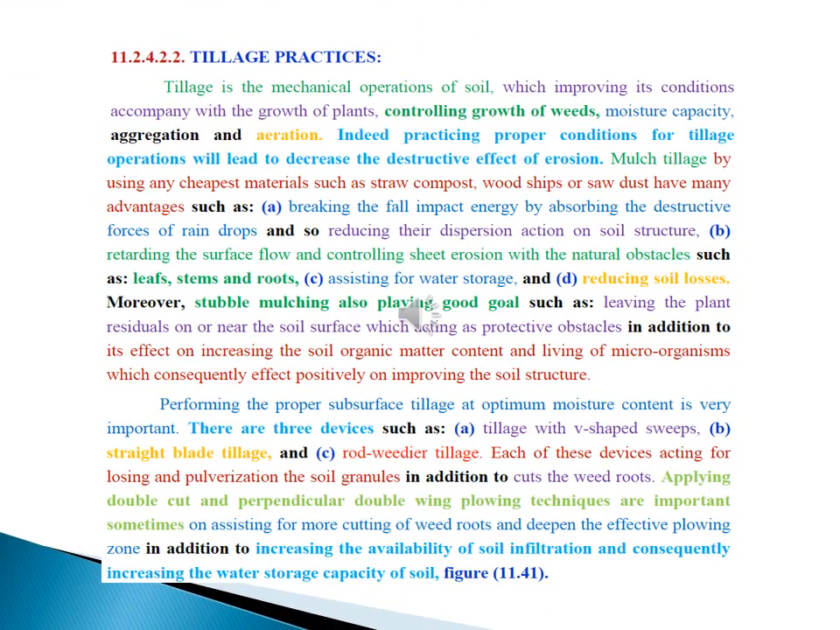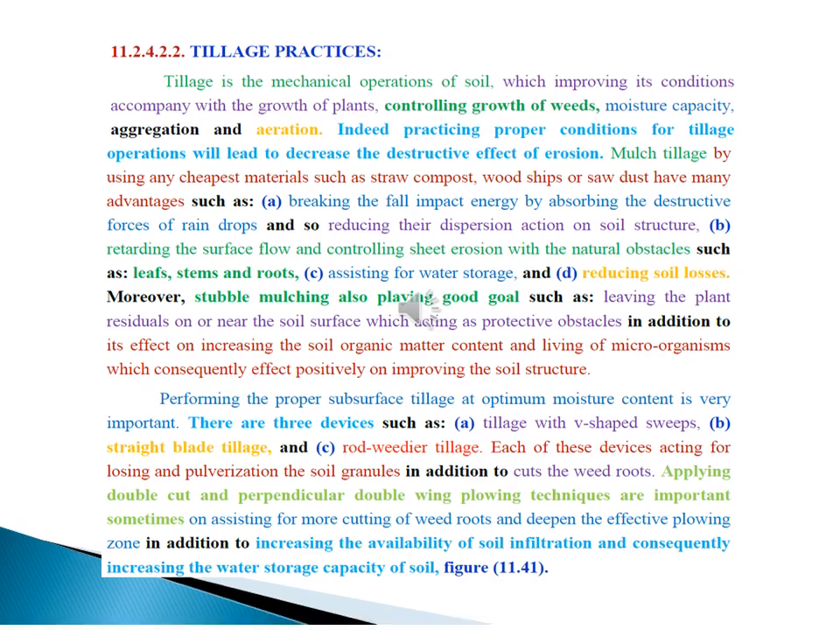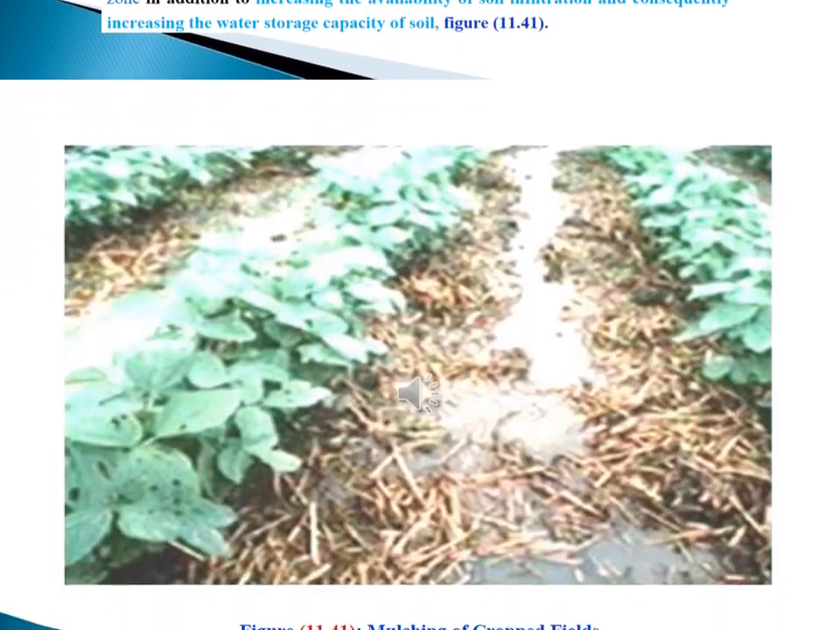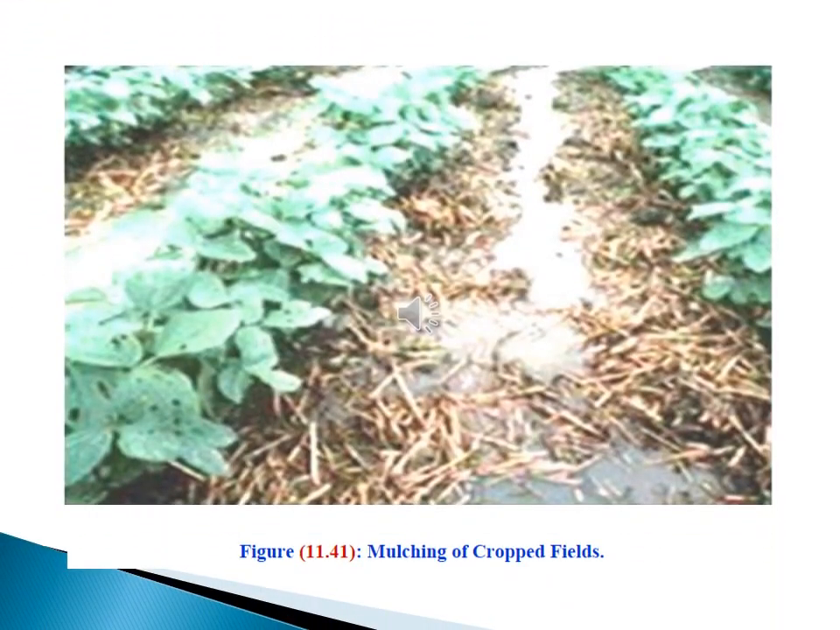Terrace practice. Really, terrace is the mechanical operation of soil, which improves its conditions, accompanied with the growth of plants, controlling growth of weeds, moisture capacity, aggregation, and aeration, as shown in the enclosed figure. Figure showing mulching of crop fields.